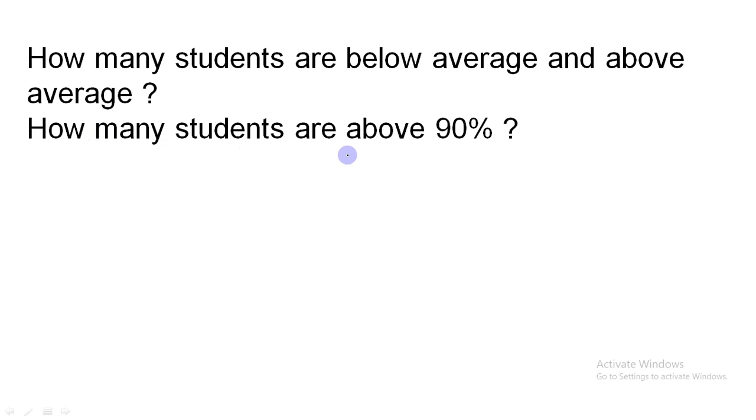How many students are above 90%? Here the process is repeated, and here also the process is repeated. Here each and every mark obtained by a student will be compared with the average, and here all the students' marks will be compared with the 90% mark.